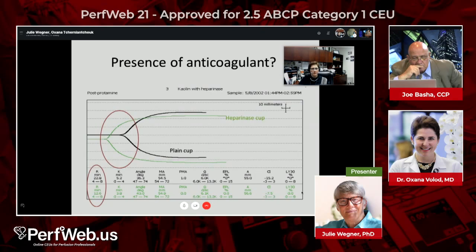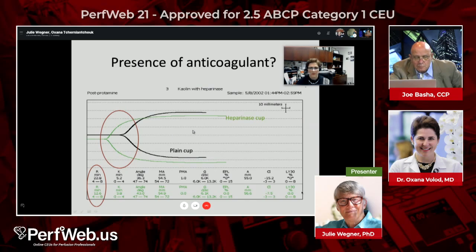All right. This is another case with a little bit more of a difference between the plain cup and the heparinase cup. Again, the green is the heparinase and the black is the plain cup. It's post-protamine. Now we see that the R value for the black one, the plain cup, is 22.8, way high. The R value for the green cup is still a little bit high.